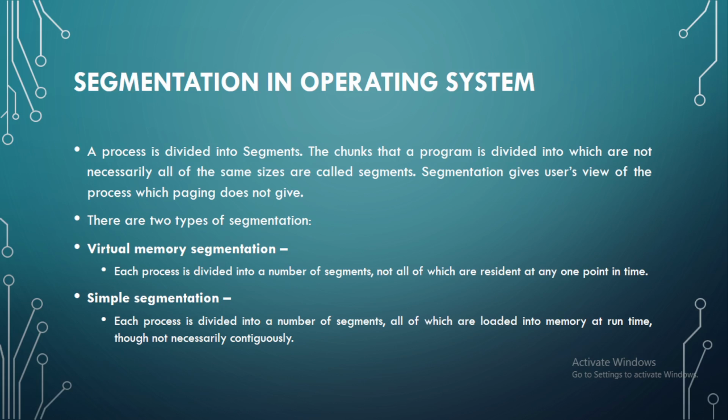Segmentation gives users view of the process, which paging does not give. There are two types of segmentation: virtual memory segmentation, where each process is divided into a number of segments, not all of which are resident at any one point in time. In simple segmentation, each process is divided into a number of segments, all of which are loaded into memory at runtime, though not necessarily contiguous.